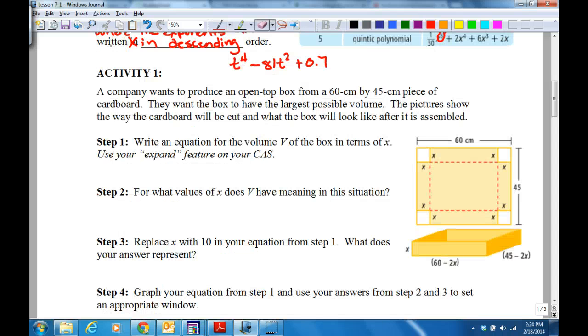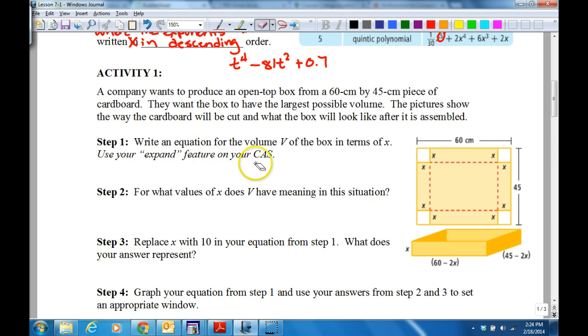A company wants to produce an open top box from a 60 centimeter by 45 centimeter piece of cardboard. And they want the box to have the largest possible volume. The picture shows the way the cardboard will be cut and what the box will look like after it is assembled. Okay? So, first it says, write the equation for the volume V of the box in terms of x.